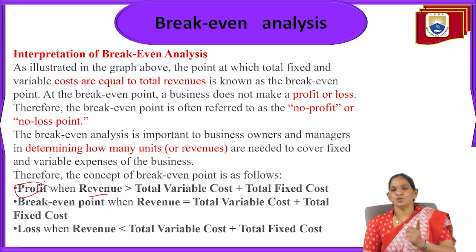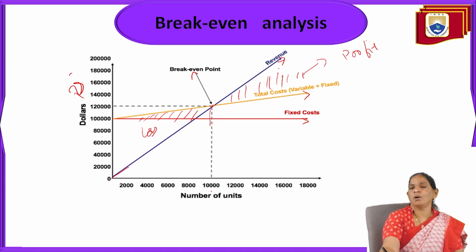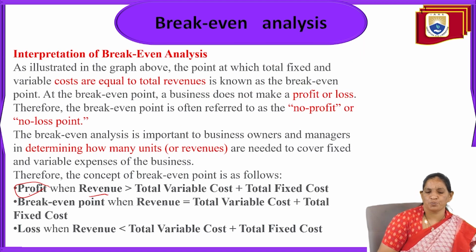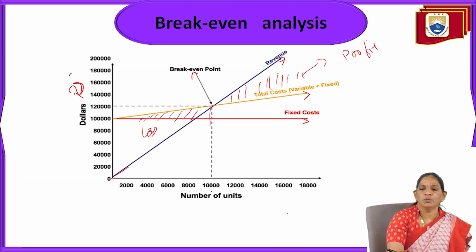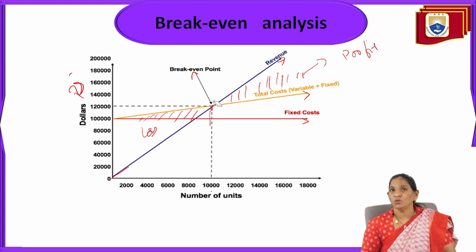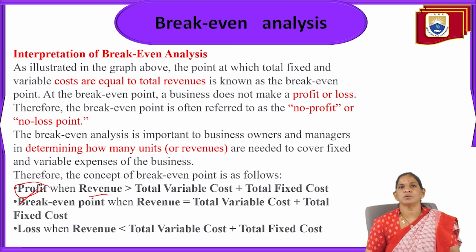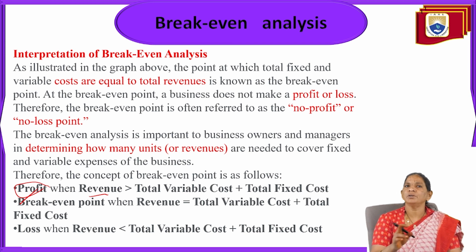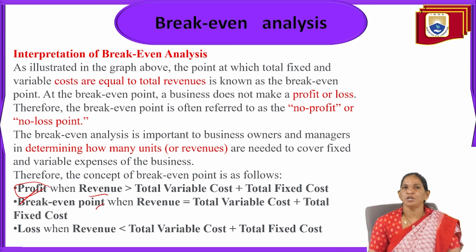When revenue is more, the point where you have revenue above cost is called the profit point. If revenue and cost are equal, the point where both become equal, we call that the break-even point. That is, where the total variable cost and the total fixed cost are equal to the revenue, we consider it a BEP point.